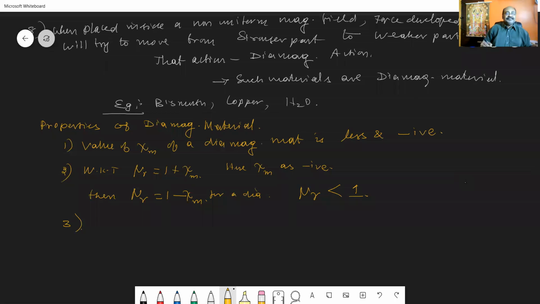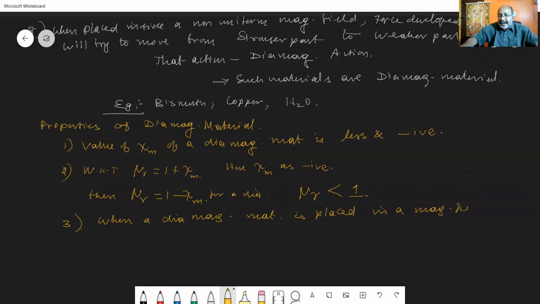Then point number 3. We have already studied that when a diamagnetic material is placed in a non-uniform magnetic field, it moves from stronger to weaker, which means it is losing its magnetic field. So when a diamagnetic material is placed in a magnetic field, the magnetic field lines are expelled or repelled from what?